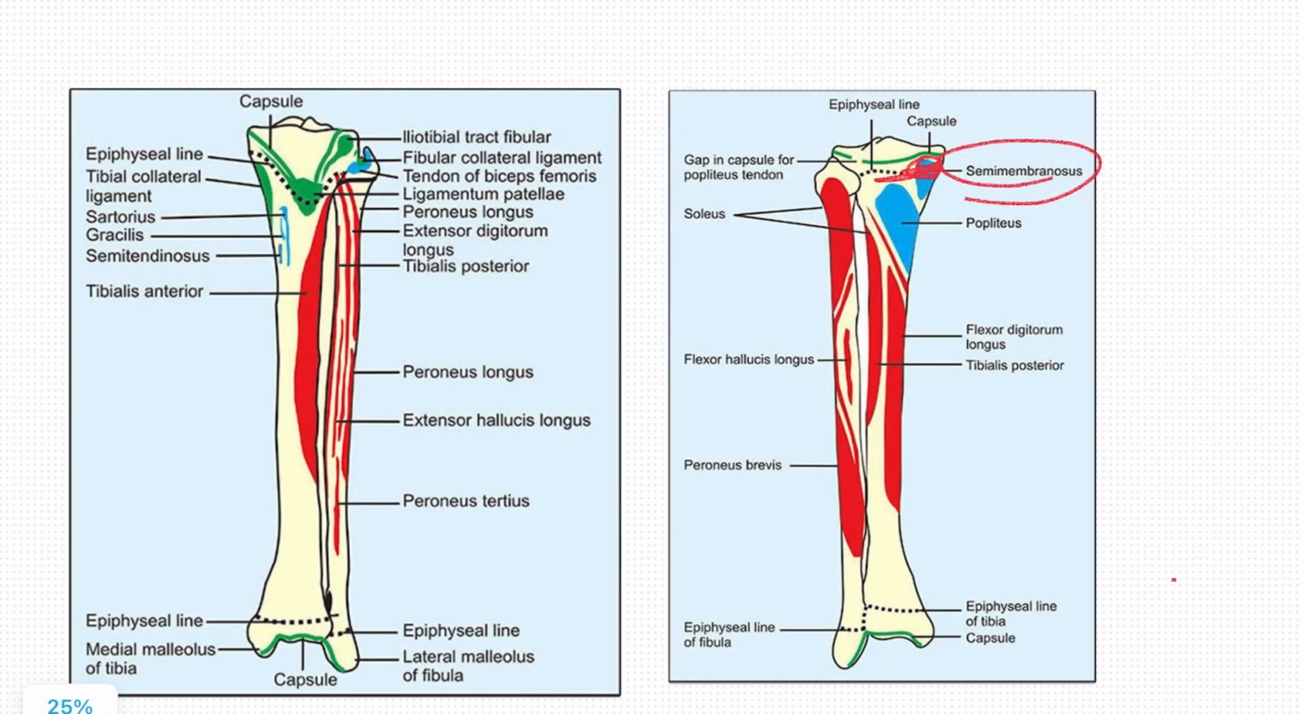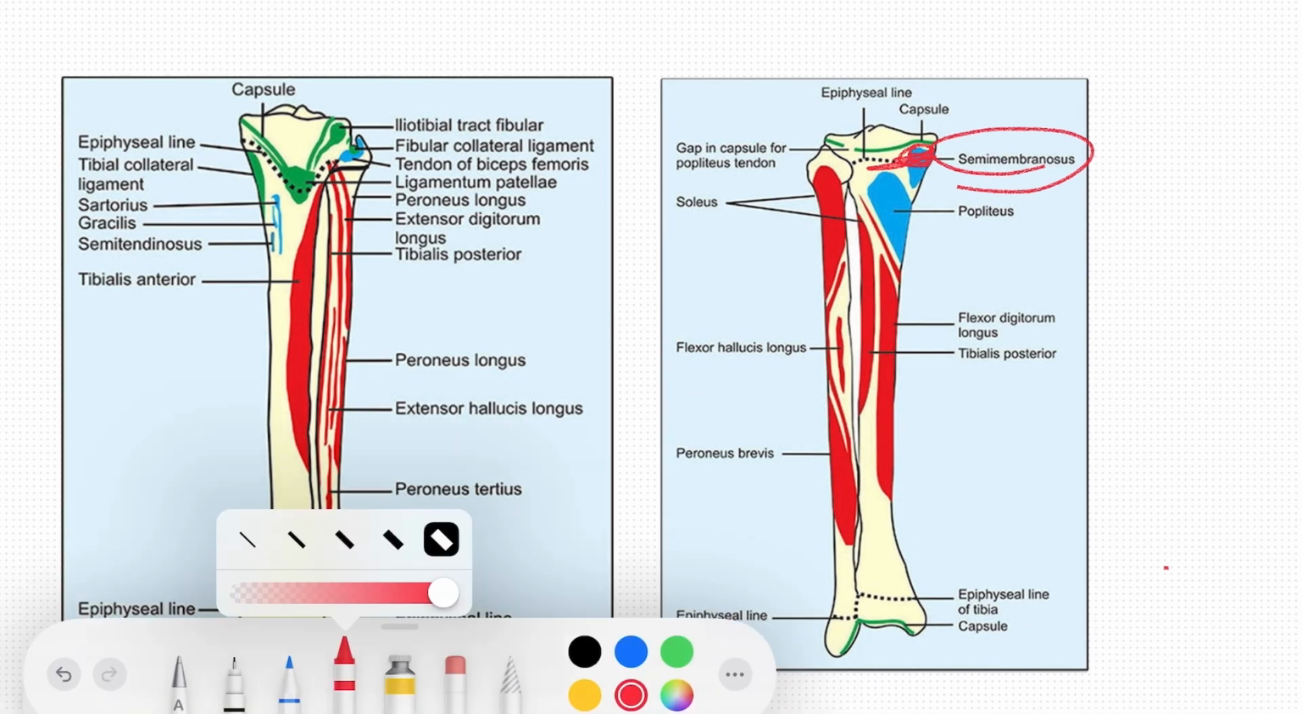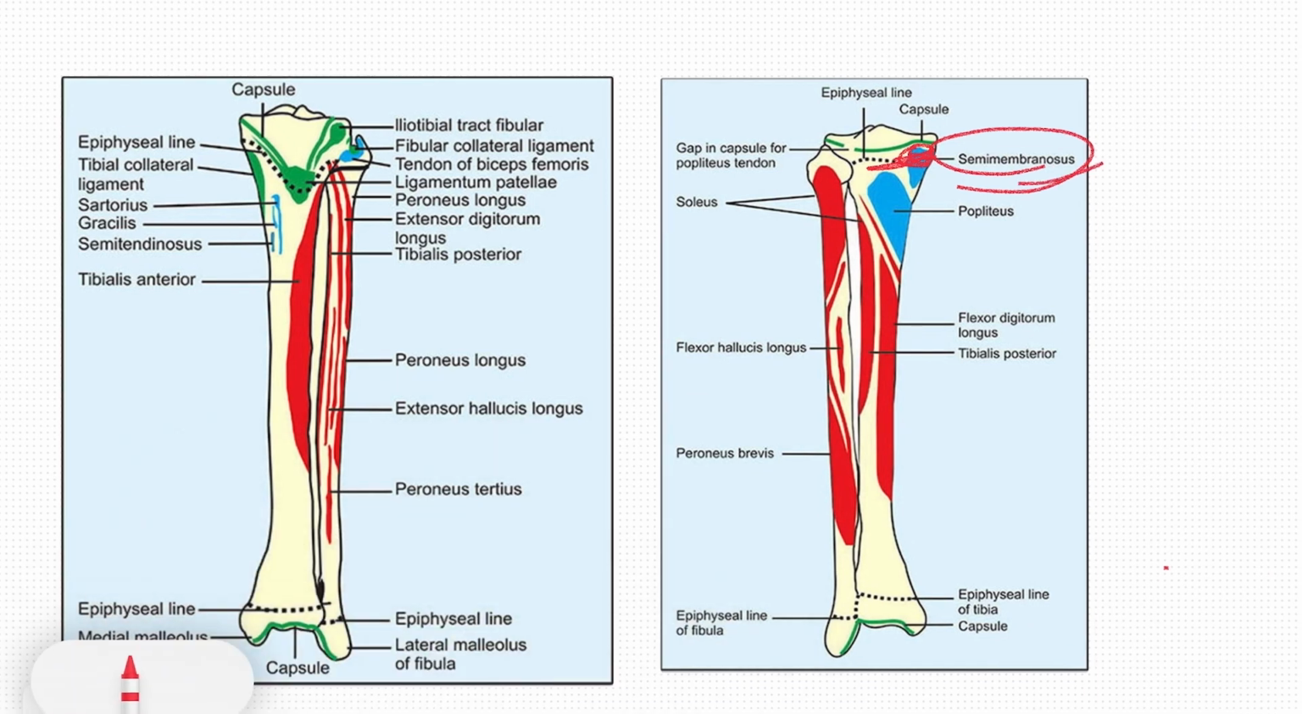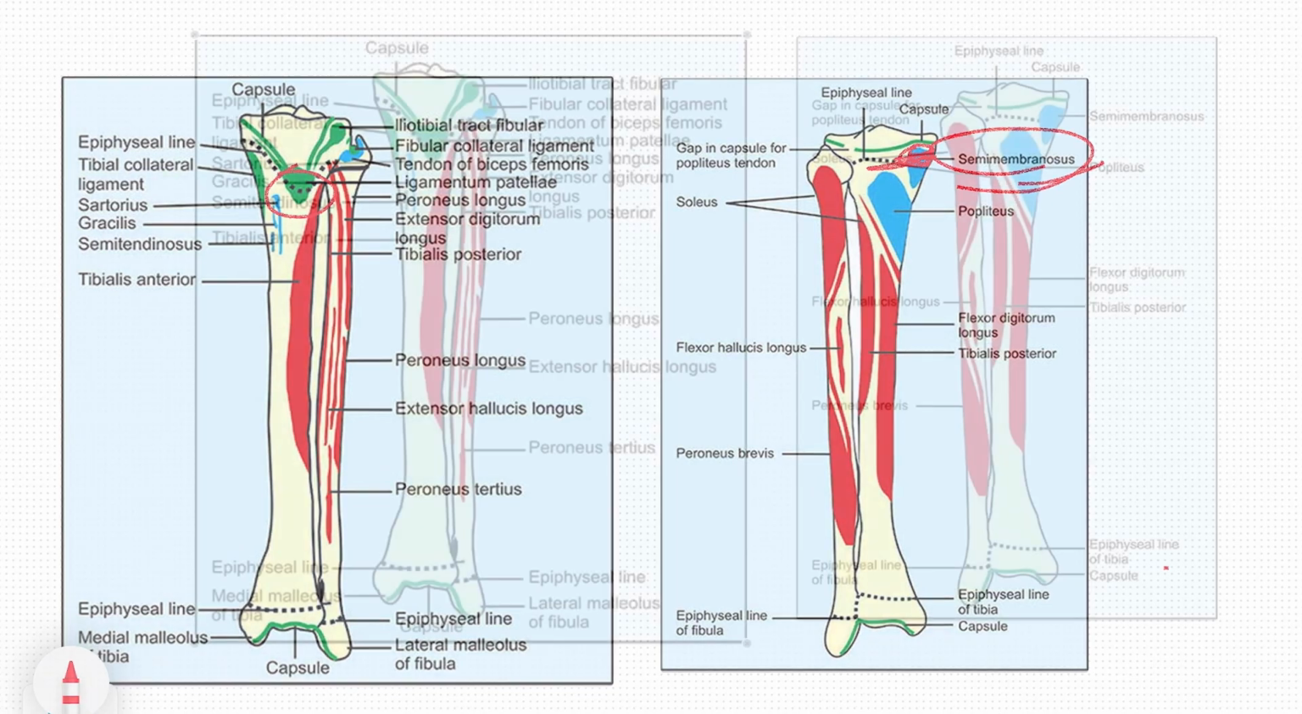Now, which are the important attachments on the upper end of tibia? So on the posterior surface of medial condyle of tibia, there is the principal insertion of the semimembranosus muscle, and anteriorly on the tibial tuberosity there is an attachment of the ligamentum patellae.